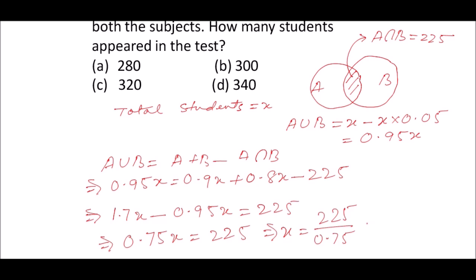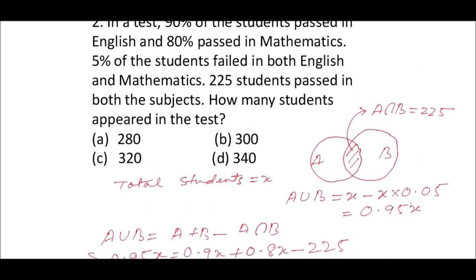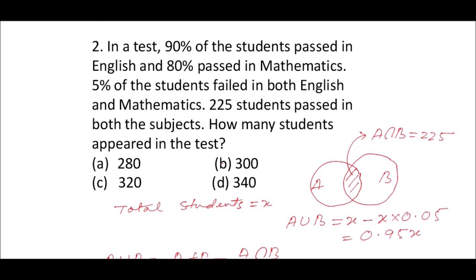If you simplify that, you will get 300. Therefore, the total number of students who appeared in the test is equal to 300. Therefore, option B is the correct option.